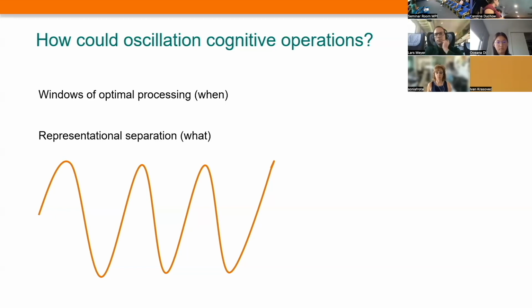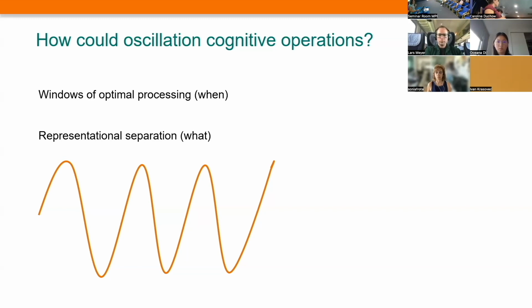Secondly, this is more from the field of memory and less from the field of perception: oscillations have also been proposed to provide representational separation. What do I mean with this? Different representations might be activated at different moments of this oscillation. I'll come to this later in the talk. So oscillations could provide a means, if you have different representations, different items that you have to memorize, to order them on the different phases and therefore separate the representations better. I'll get to that later. So these are two computational functions that oscillations could have.